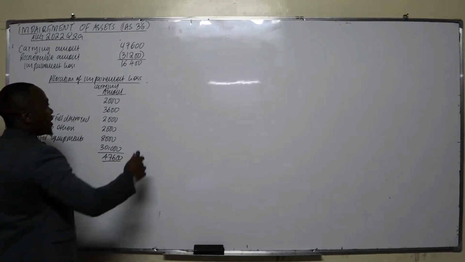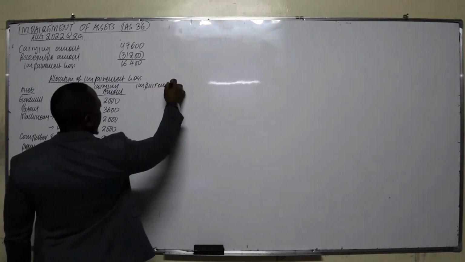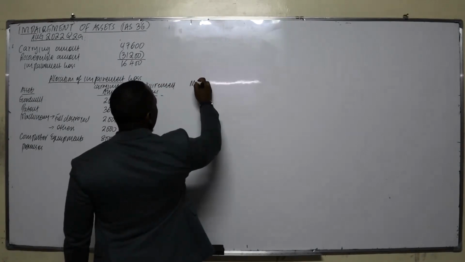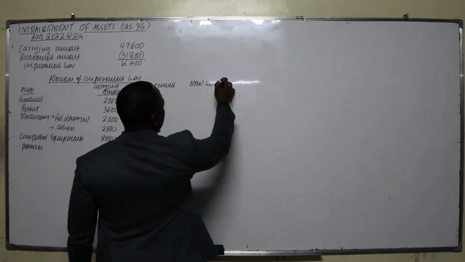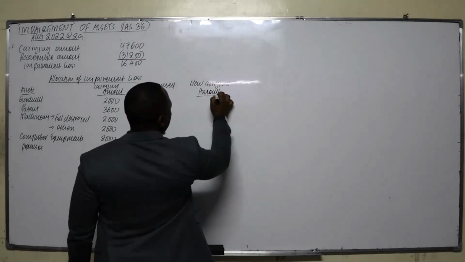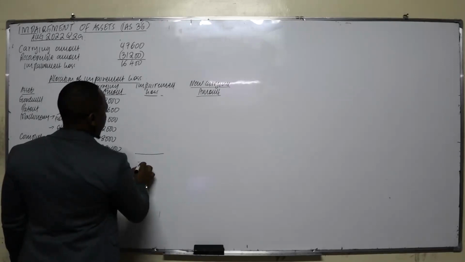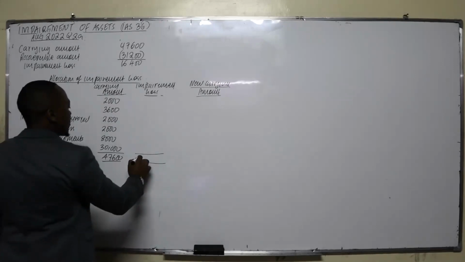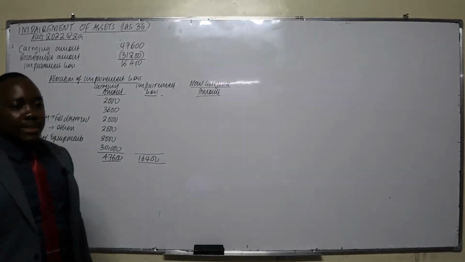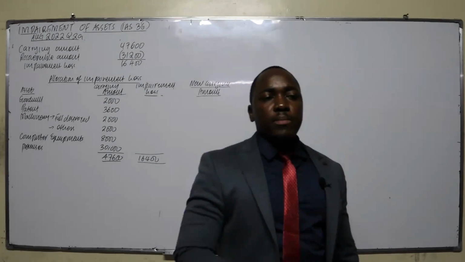Then we allocate the impairment loss, so that now we get the new carrying amount to be recognized in the financial statement after the impairment test. Now, the total impairment loss we had was 16,400. Now let's follow the steps. In case of a CGU, how do you allocate the impairment loss?